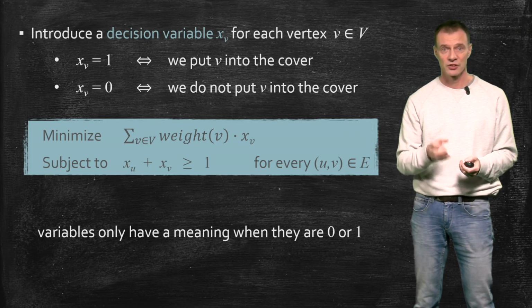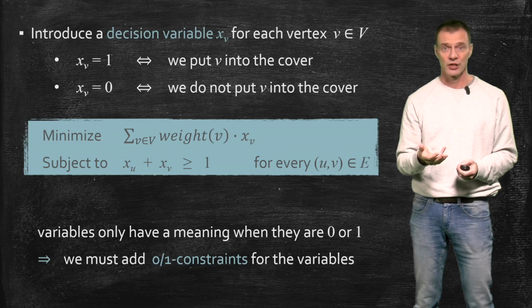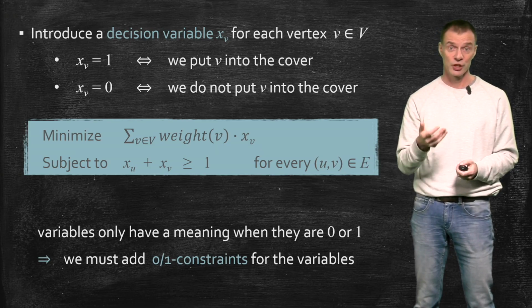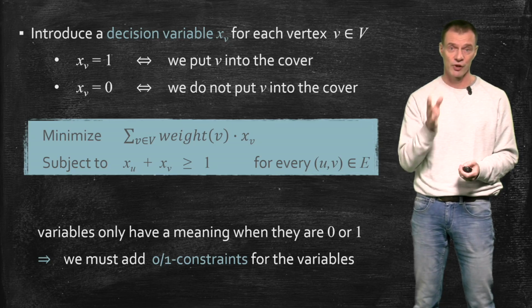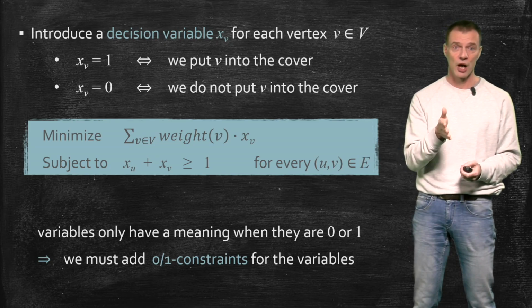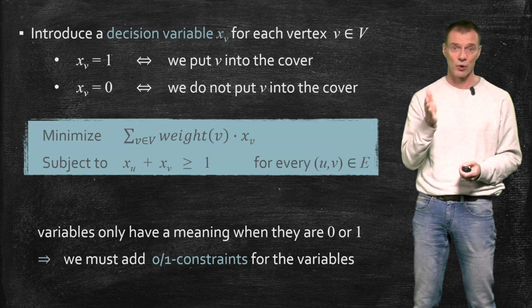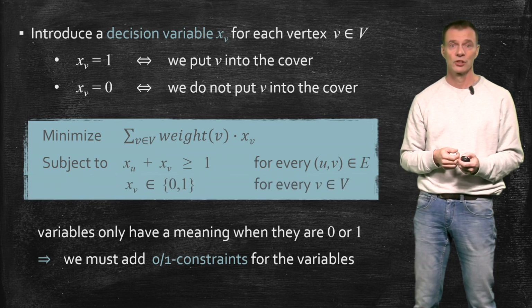So that means that our linear program is maybe not quite complete. We should add some more constraints, which are called 0, 1 constraints, that tell us that for each variable, the value should be either 0 or 1. So the values come from the set 0, 1. Okay, so what does it mean?